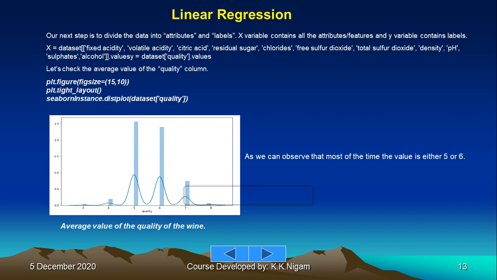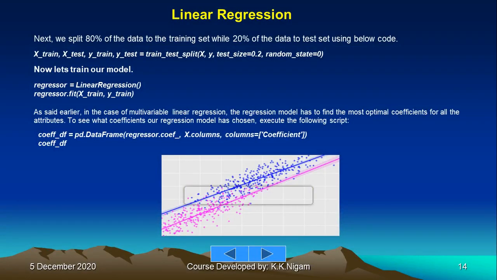So let's check with a graph that we can now draw. That is plt.figure(figsize=(15,10)), then plt.tight_layout(), and then Seaborn can be used here: sns.distplot on the dataset. The quality of the wine can be checked with this, and the average value of the quality of the wine can be seen here with the help of this graph. As we can observe, most of the time the value is either 5 or 6. That is the kind of output that you can receive.